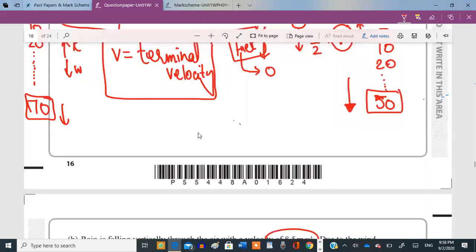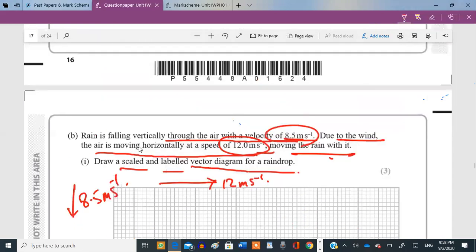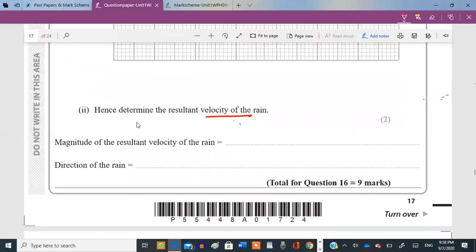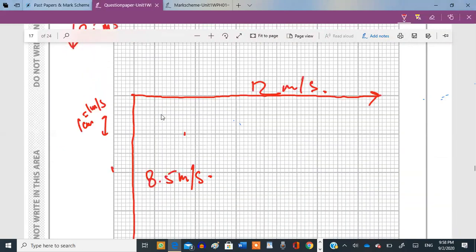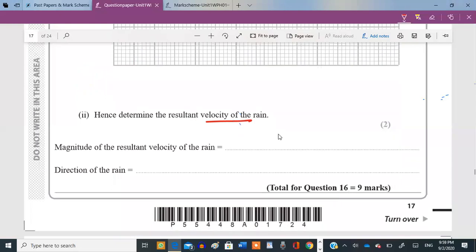And then what are they asking us to do next? Just need to label it. Also, we've labeled it as well. Hence determine the resultant velocity of the rain. To determine the resultant velocity, instead of drawing it here, I'll draw it on the head of it. Then draw a line like this, and then measure its length. We can measure it using the ruler and then get the answer, and that's the answer over here which you need to write.